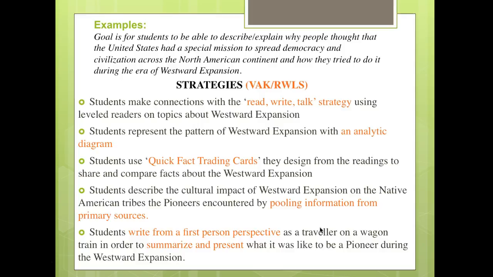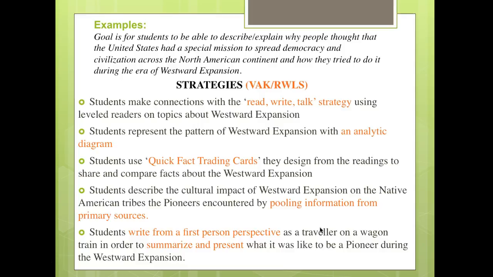So students make connections with read, write, talk strategy using leveled readers on a topic about Western expansion. That gives me the strategies you're using and the context they're using it in. Students represent pattern of Western expansion as an analytic diagram. Students use quick fact trading cards they designed from the readings to share and compare facts about Western expansion. All these are strategies. Students describe the cultural impact of westward expansion from the Native American tribes and pioneers encountered by pooling information from primary sources. They write a first-person perspective as a traveler on a wagon train to summarize and present what it was like to be a pioneer.